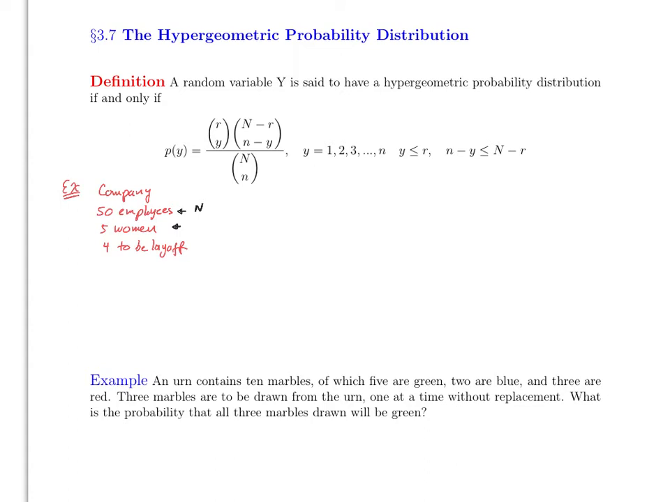R will be phi, and the number you're selecting will be N. So therefore, the probability that, let's say, 3 women are laid off, that will be the sample space. Remember, it will be 50 choose 4 because you're selecting 4 people. Then you have 5 women, and you want to select 3. So therefore, you have 45 left, and you need to select 1.